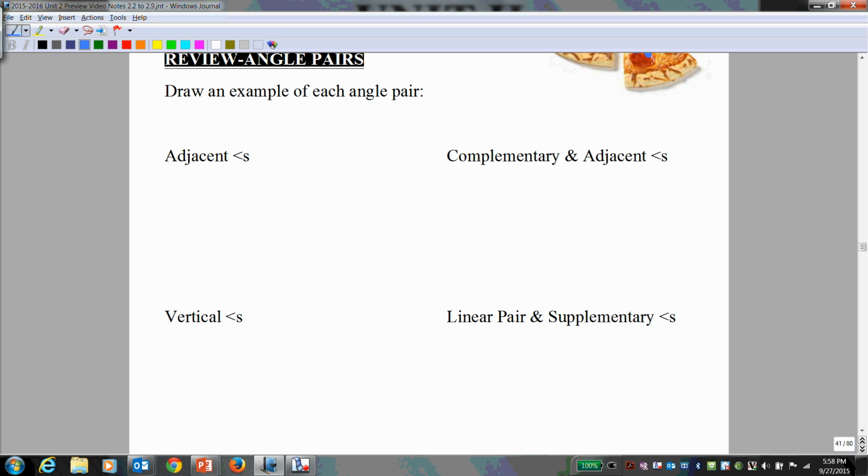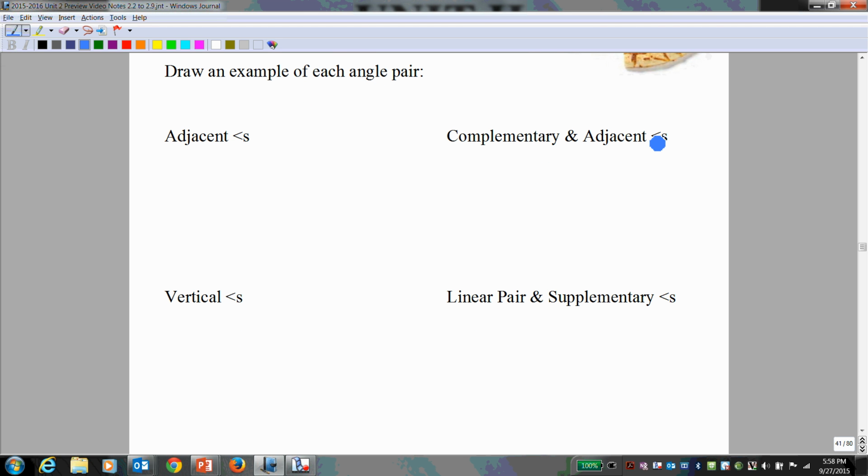Before we go on, let's review our pairs here. I'm going to pause here just for 30 seconds. I'd like you to, as quick as you can, draw an example of each of these pairs of angles. Go. Let's see how you did.